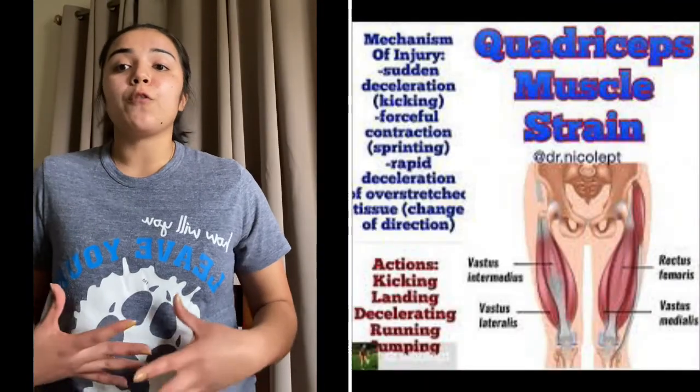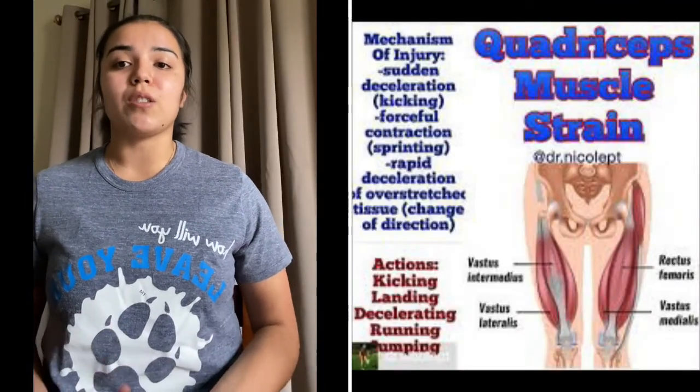What are some possible injuries that can occur within the rectus femoris? As with any other muscle in our body, we can get muscle strains. A quadriceps muscle strain is usually due to an acute stretch of the muscle, and it's often at the same time due to a forceful contraction or repetitive functional overloading.